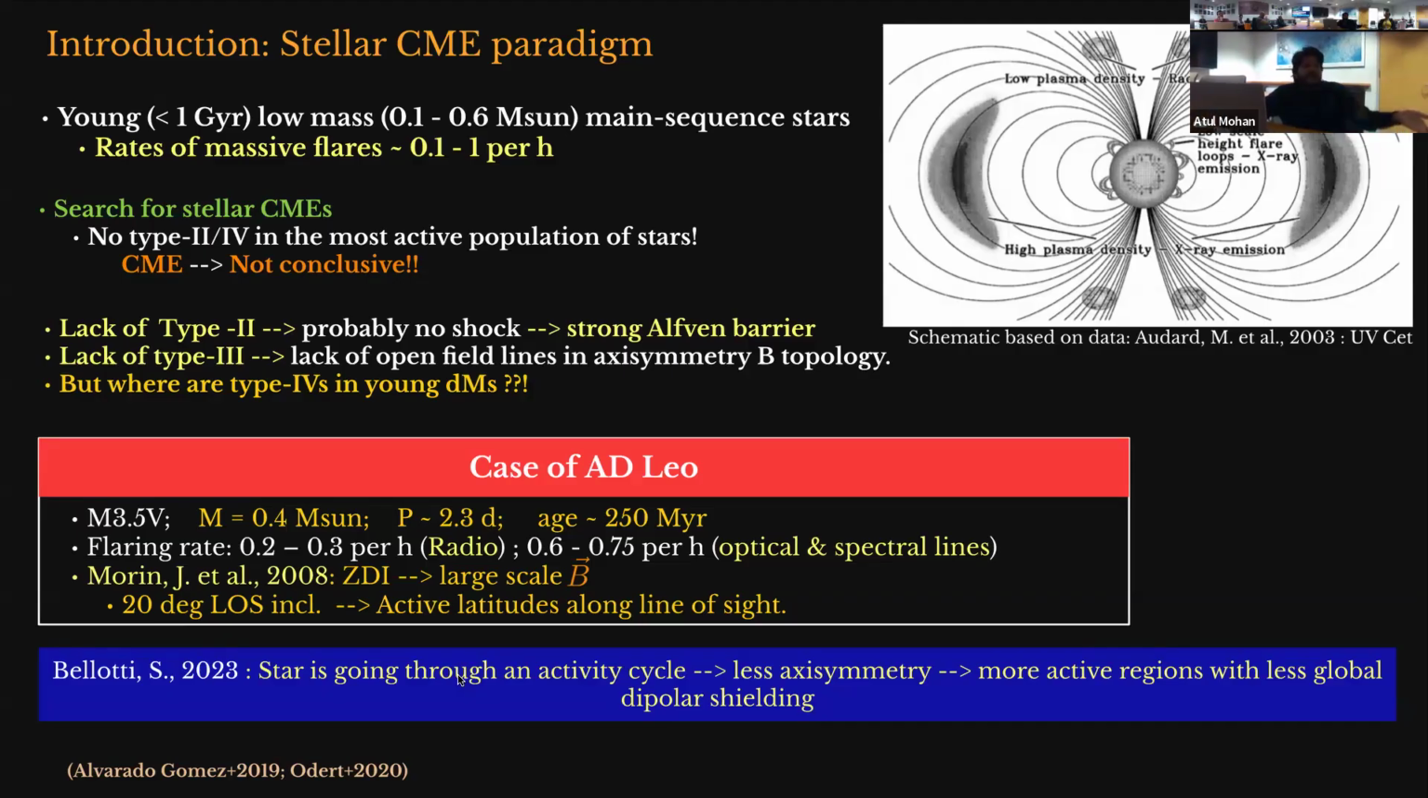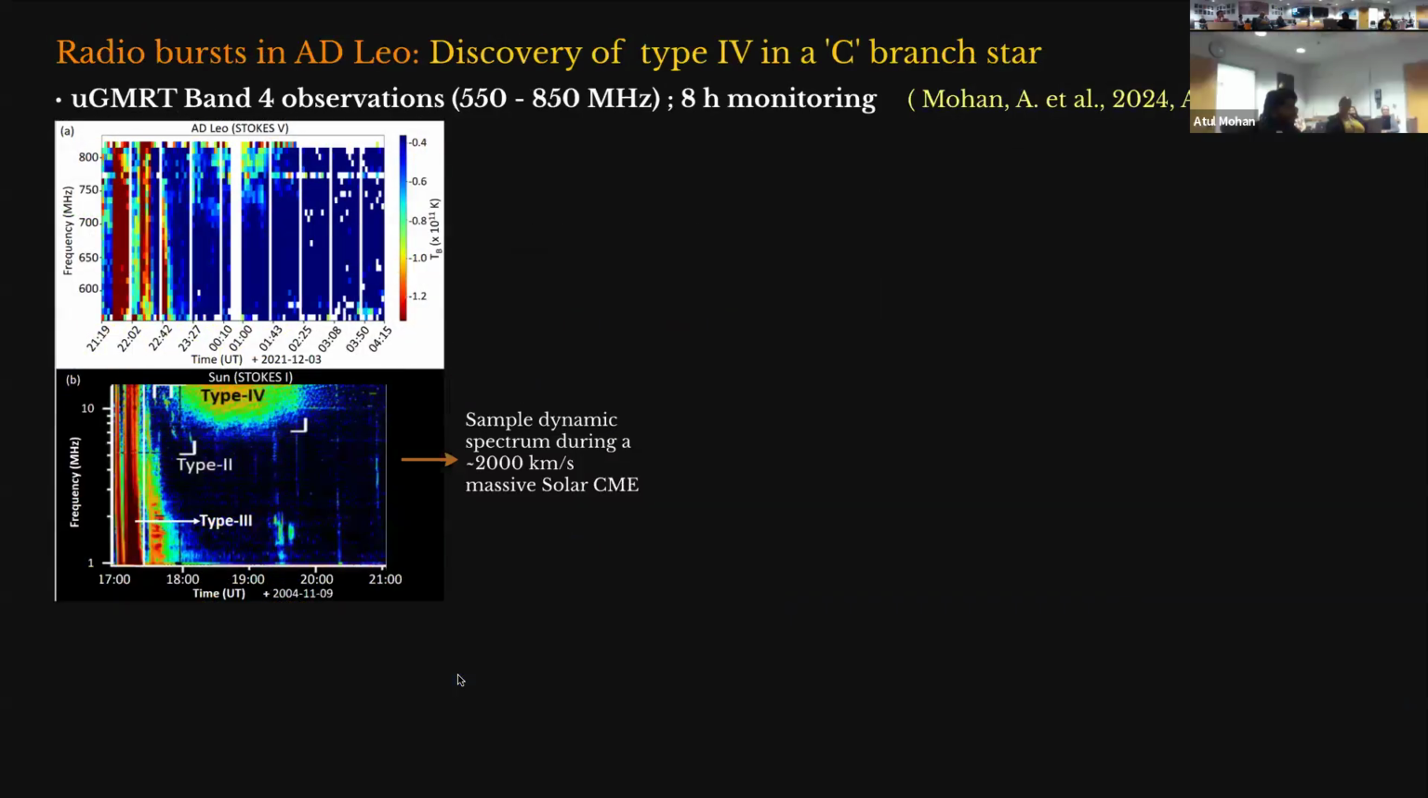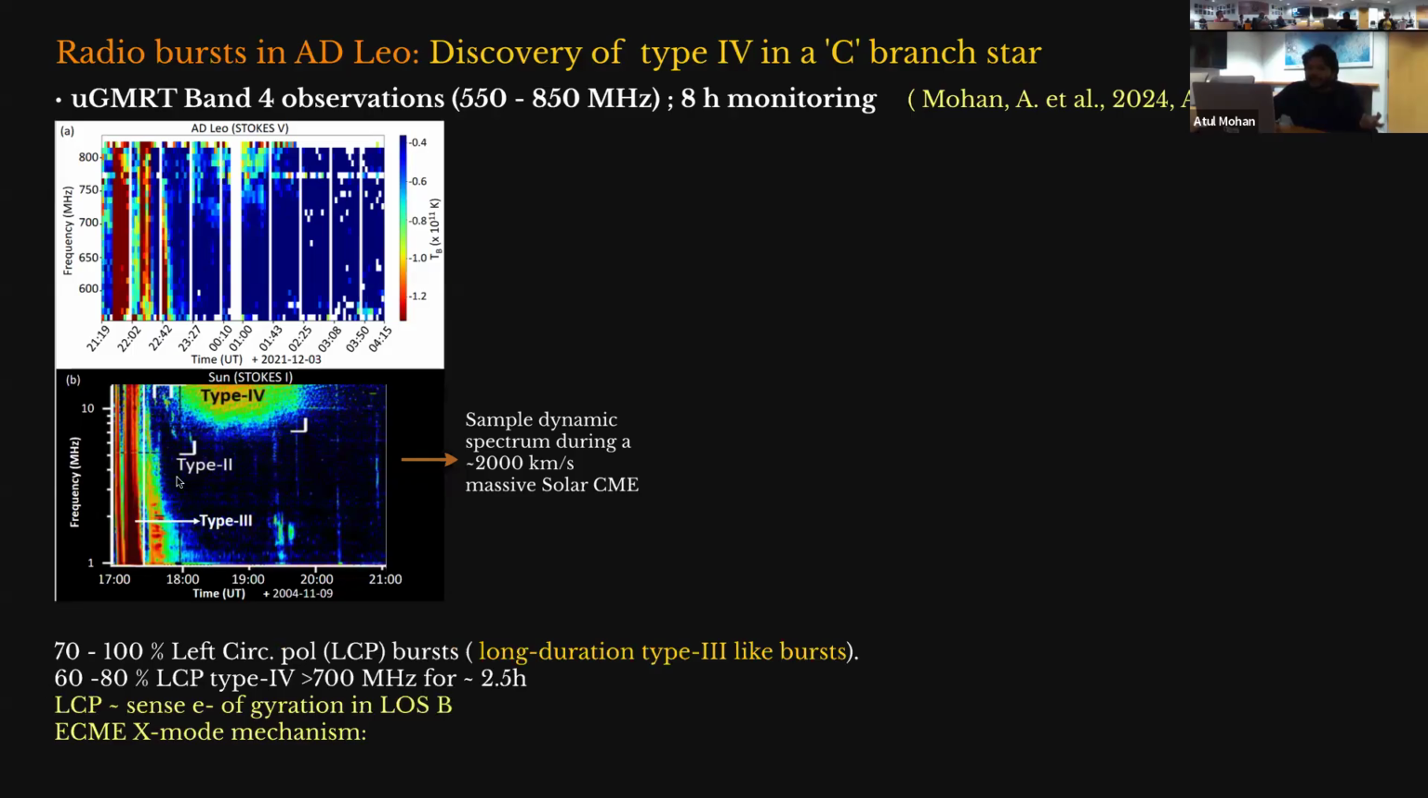The shielding is lower, right? So we focused at the star, and then we got the first ever discovery of a type 4 radio burst in a C branch star. Okay. So this is, for comparison, a solar dynamic spectrum from STEREO from one of our catalogs.